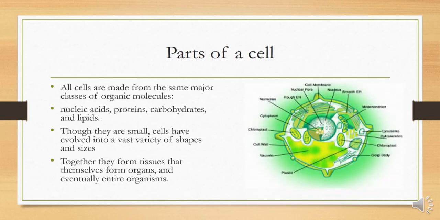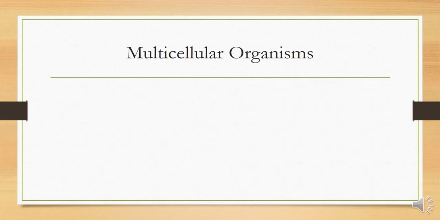So cells have, this is an animal cell, it may have different types of the parts, that is nucleus, cytoplasm, ribosomes, mitochondria, Golgi bodies, etc., which will be discussed later on.